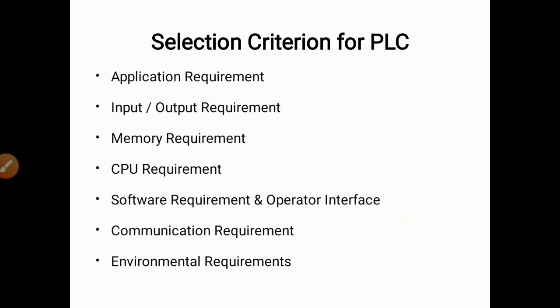Memory requirement: what is the memory of the PLC you are using, how many programs it can store. CPU requirement: which type of processor you are using for controlling all the things. Software requirement and operator interface: which kind of software you are using for PLC, and how the operator is going to install the program. Communication requirement: how you are communicating with all the devices with the help of PLC. Environmental requirements: is there any environmental issue affecting the PLC working. All these criteria are very important while selecting PLC.